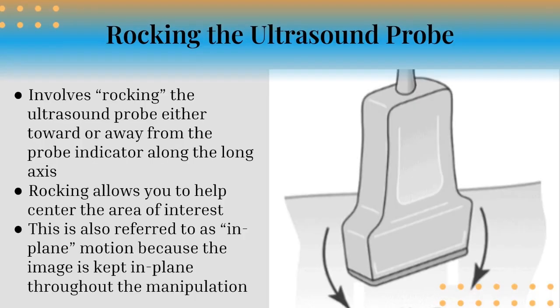You can also rock the ultrasound probe. It involves rocking the probe either toward or away from the probe indicator along the long axis. Rocking helps you center the area of interest. This is also referred to as in-plane motion because the image is kept in plane throughout the manipulation.